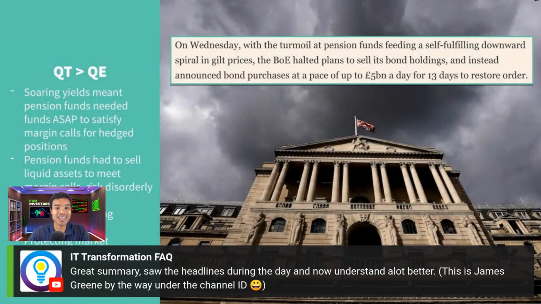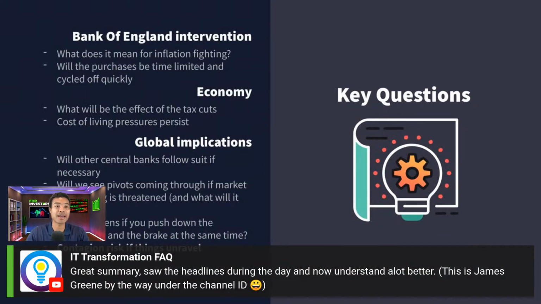Great summary. Saw the headlines during the day and now understand a lot better. James Green, hey, by the way, under the channel ID. I love it, mate. How you going? Great to have you join us. Good to also get the context of who you are, because I was like, oh, that's a new username there. But great to have you join us, James. Yeah, there's a lot going on. If you guys are just tuning in, pop in and say good day.